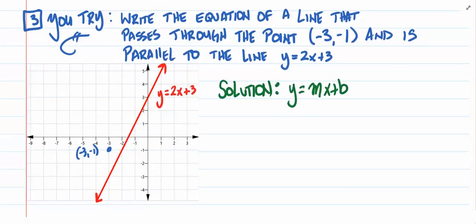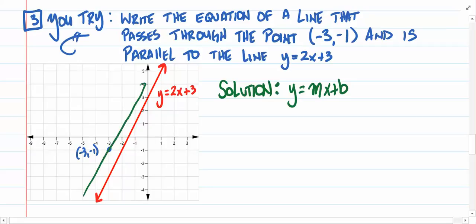We're going to begin by saying y equals mx plus b. I've graphed the information given to help give us a visual as to what it is that we're doing. So I've graphed the line y equals 2x plus 3, and I've graphed the point negative 3, negative 1. So what we're looking for is the equation of a line that goes through that point and is parallel. So we begin by saying y equals mx plus b. Since it is parallel, we know that it has to have the exact same slope. So we're going to say y is equal to 2x plus b.